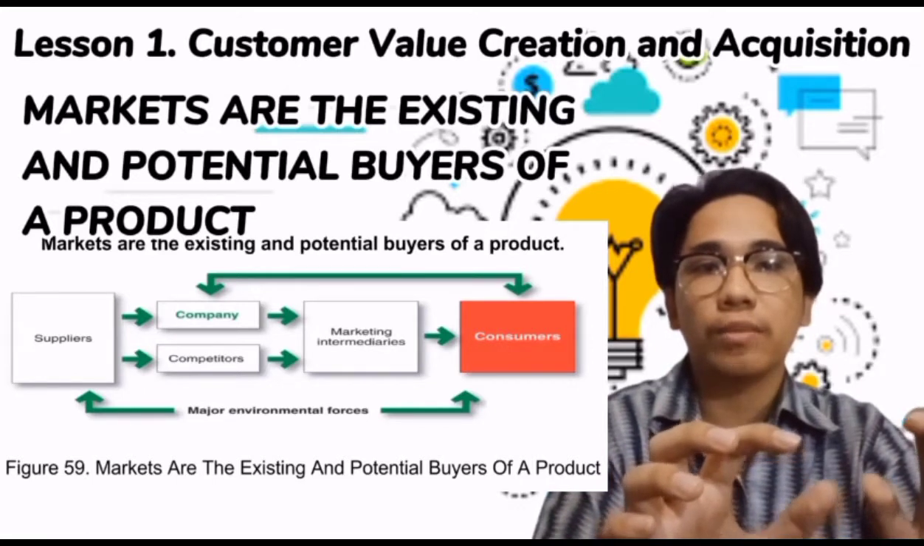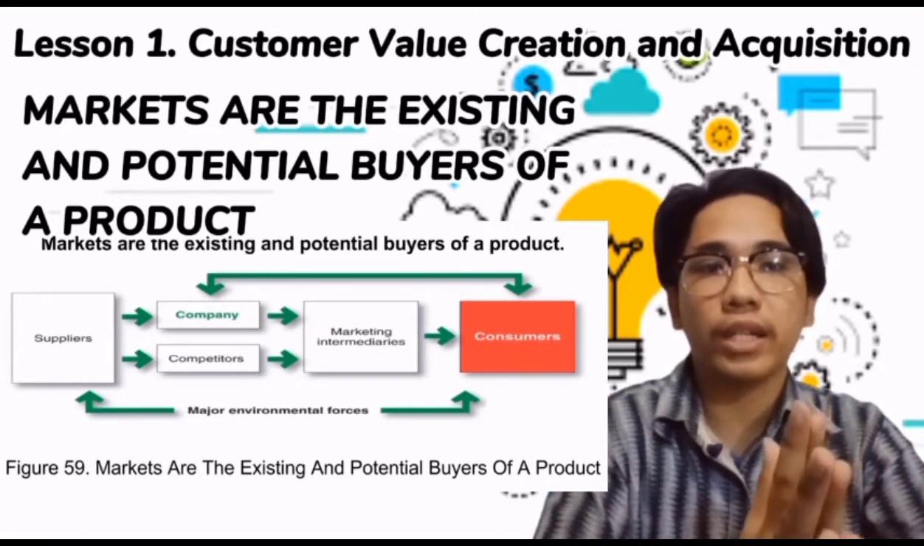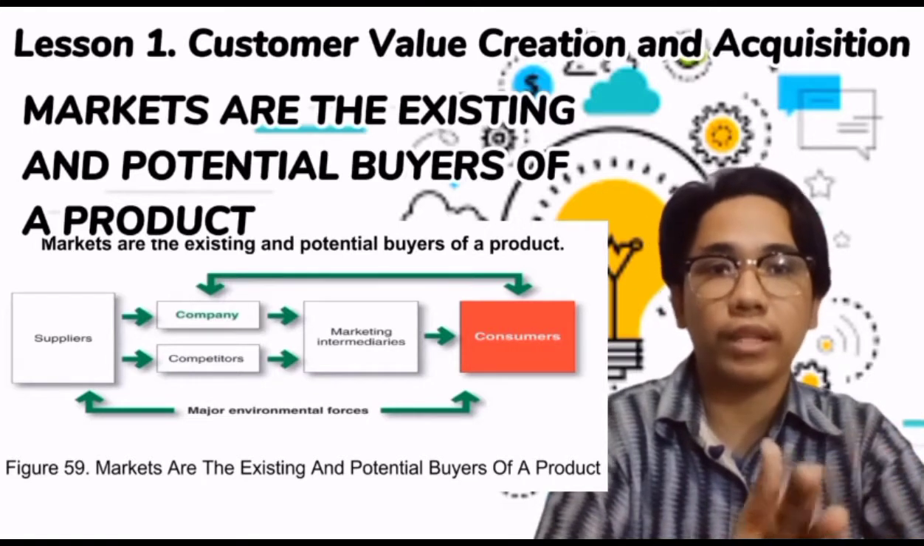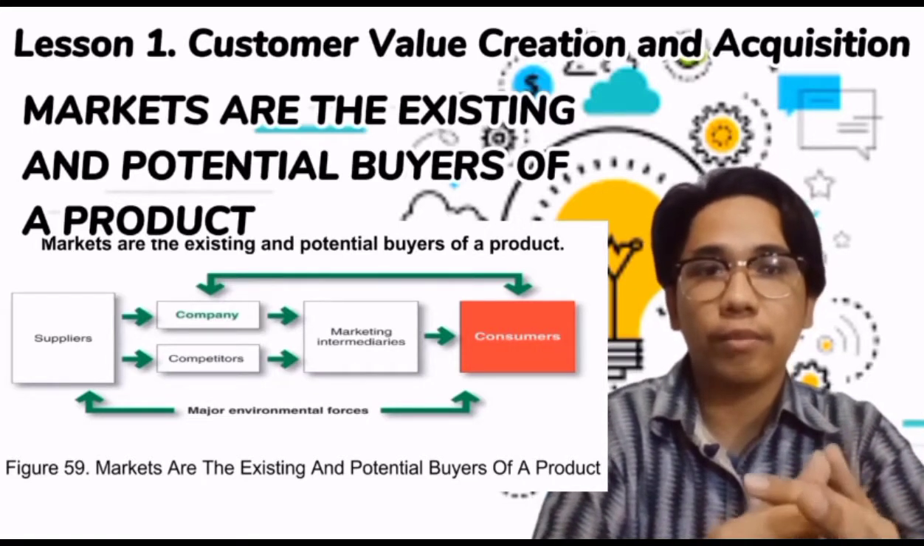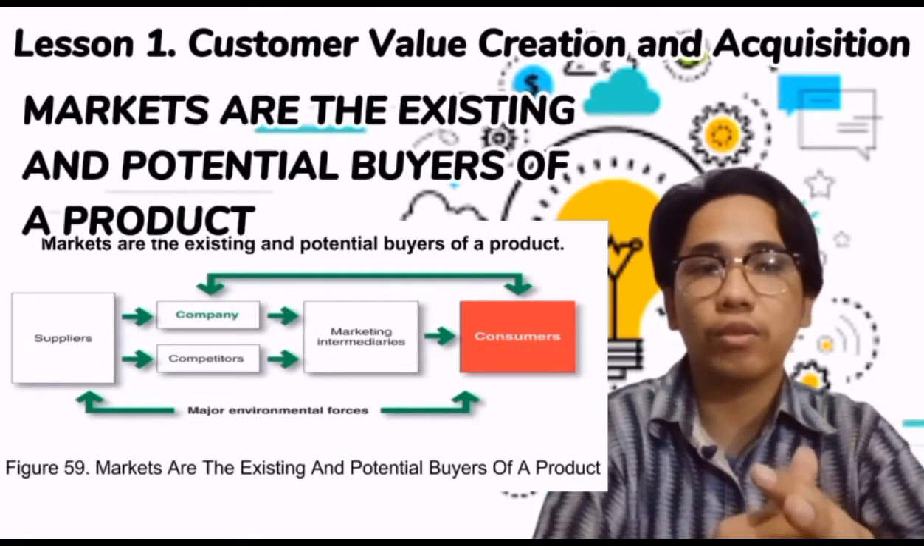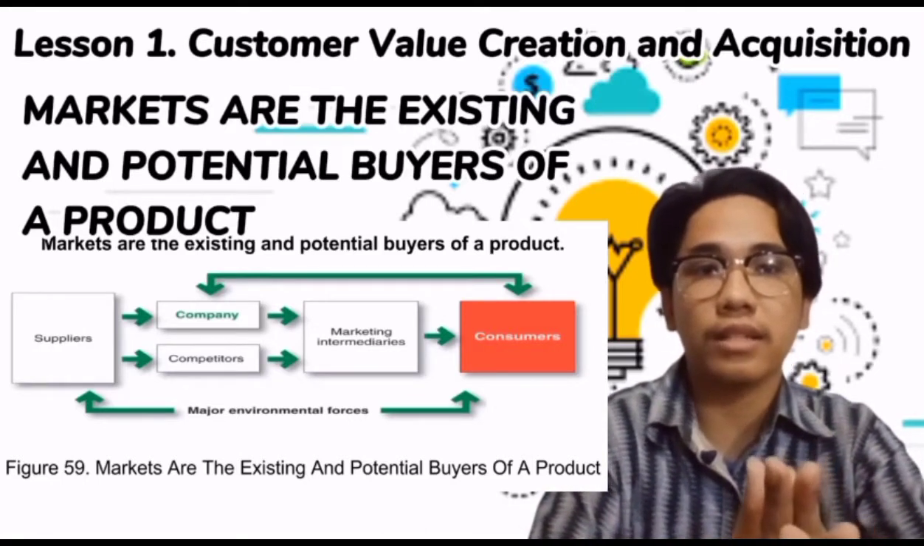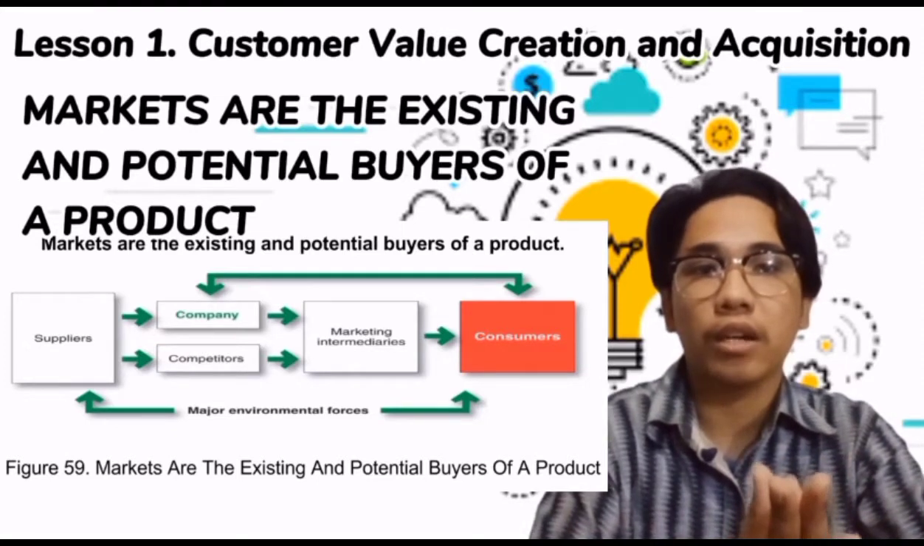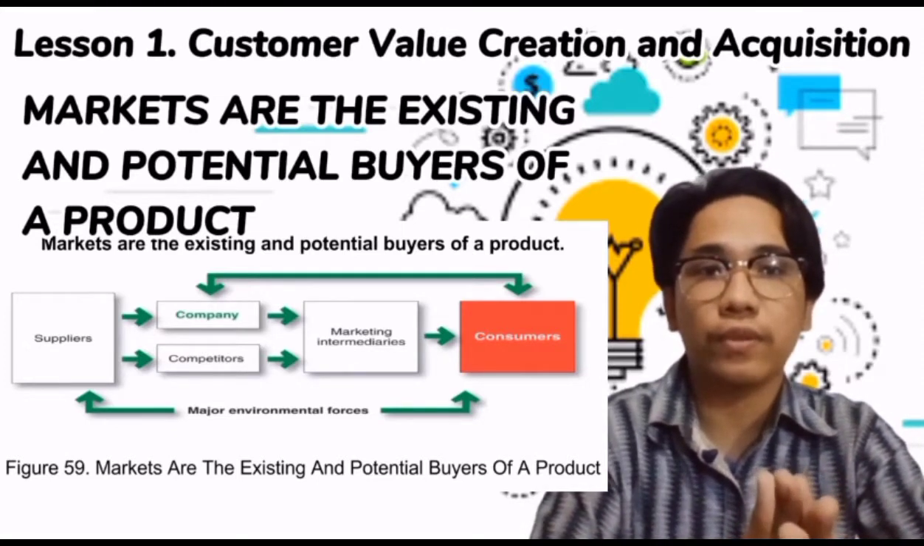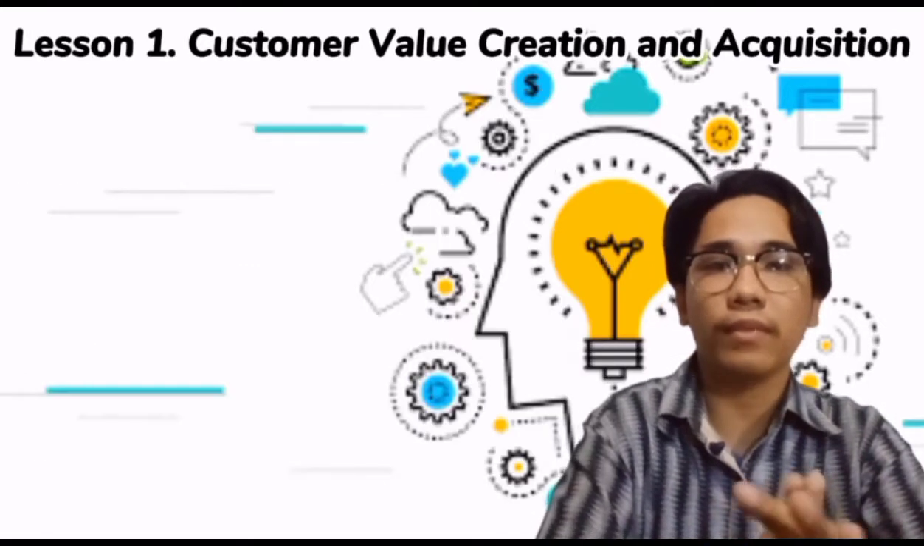Now, suppliers sell their products to the company and its competitors. The company and its competitors will go to market intermediaries for the capital. Lastly, consumers are directly interested in the company or market intermediaries for the finished products.